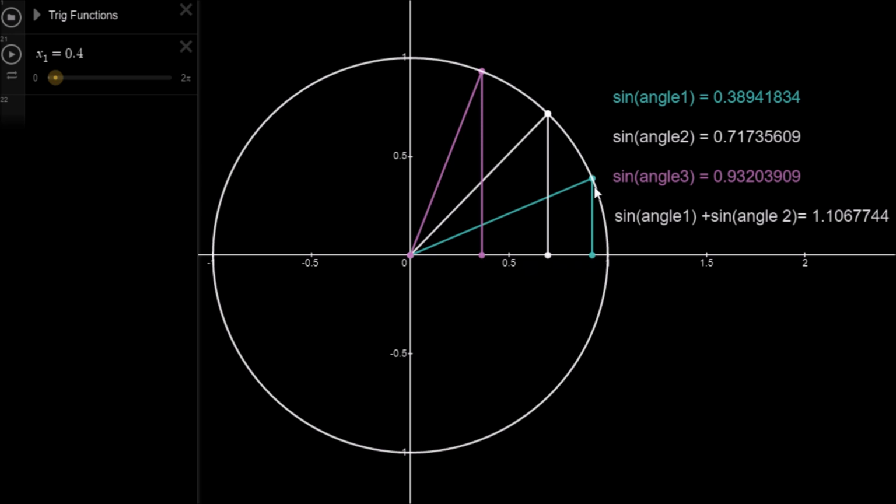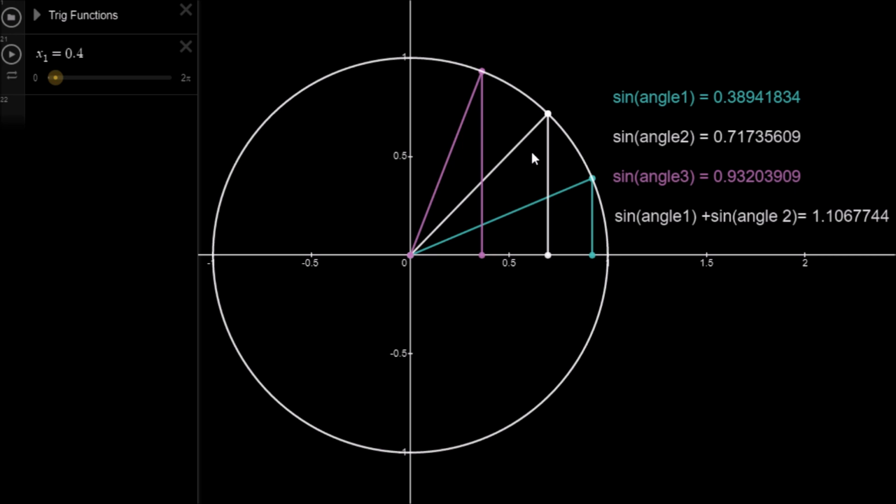So the sine of the blue angle is going to be this height here, which in this instance is 0.389. The sine of the white angle is going to be this height here, which is 0.717. And finally, the sine of the pink angle, which is this angle here, is going to be the height here, which is 0.932.